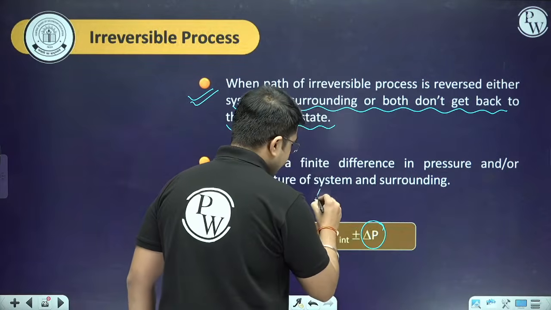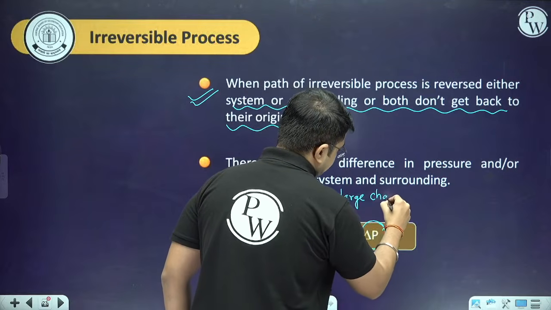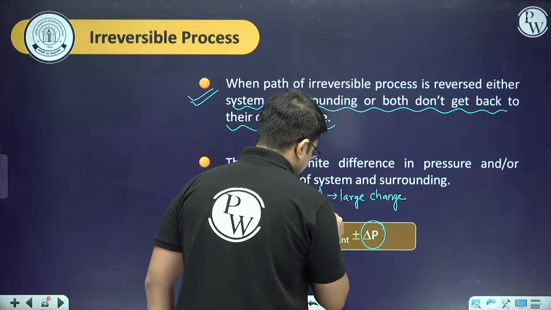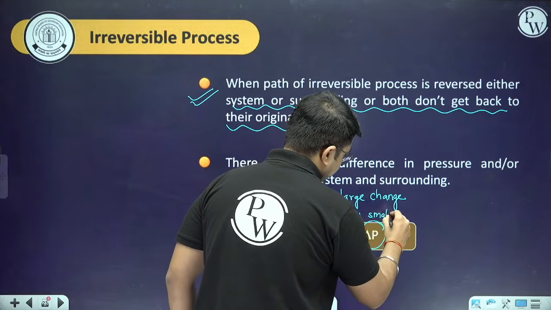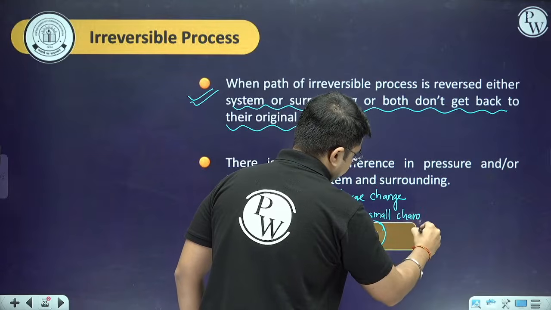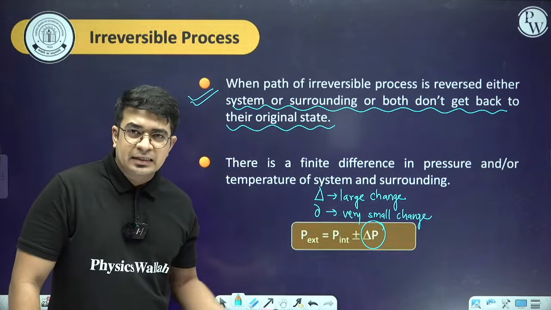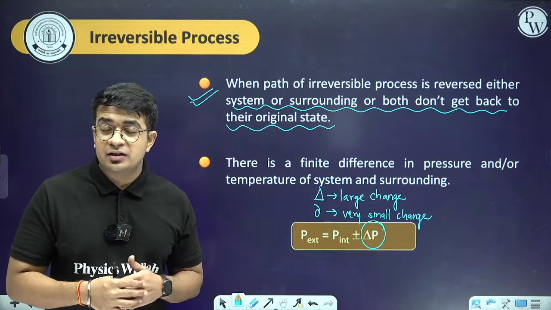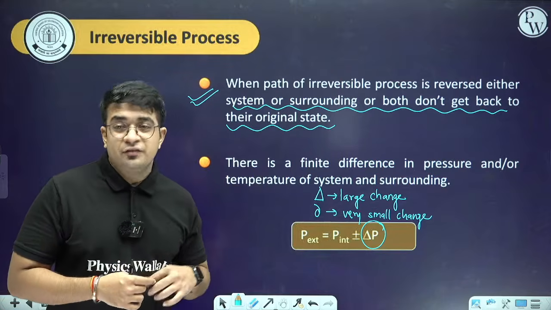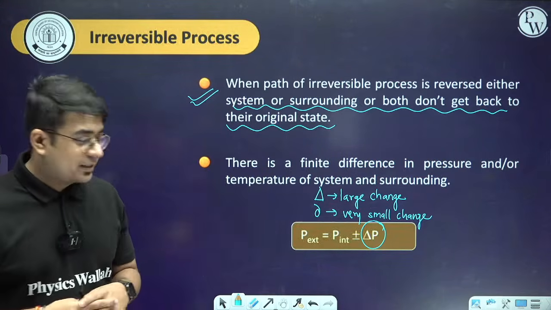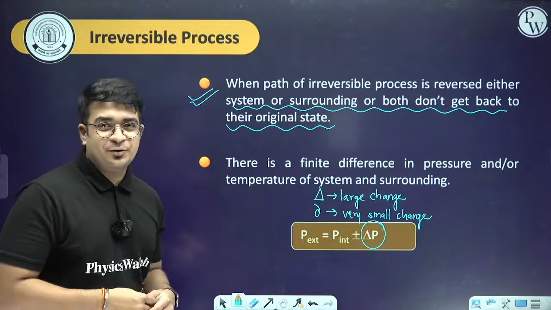So always remember, this corresponds to large change, and this part corresponds to very small change. That part is related to your mathematics, delta and d. So that part corresponds to a very large and very small amount of change. So in case of reversible process, we generally use dp, but in this case we use delta p. I hope this entire part is clear.